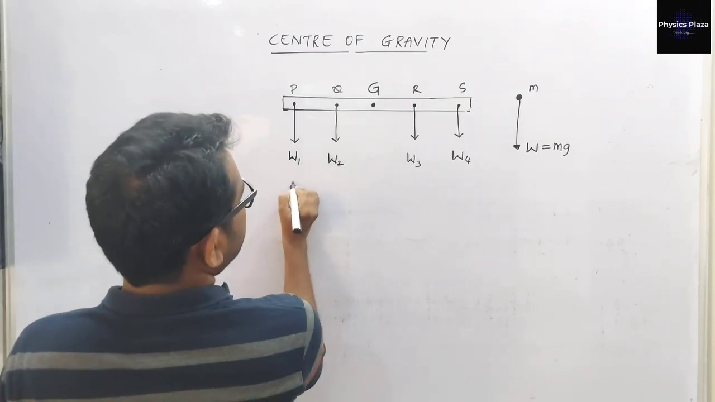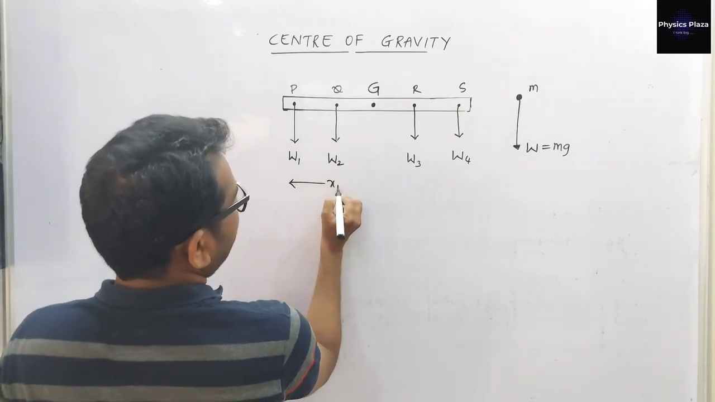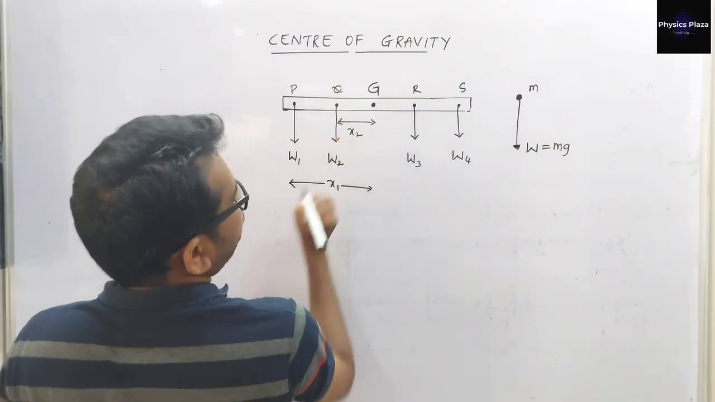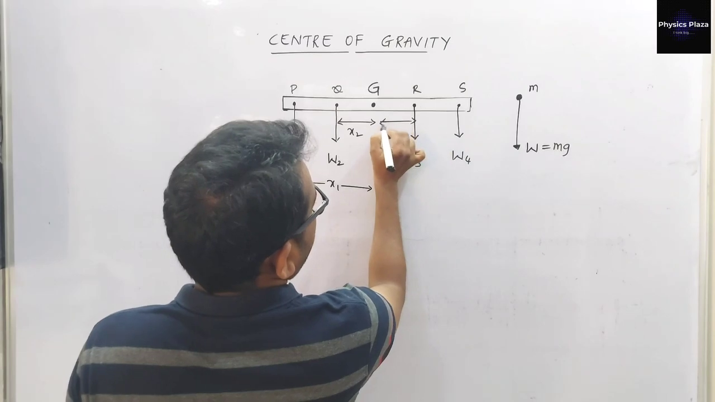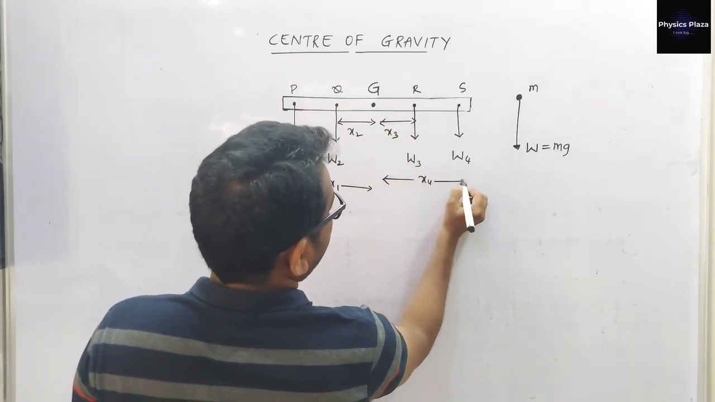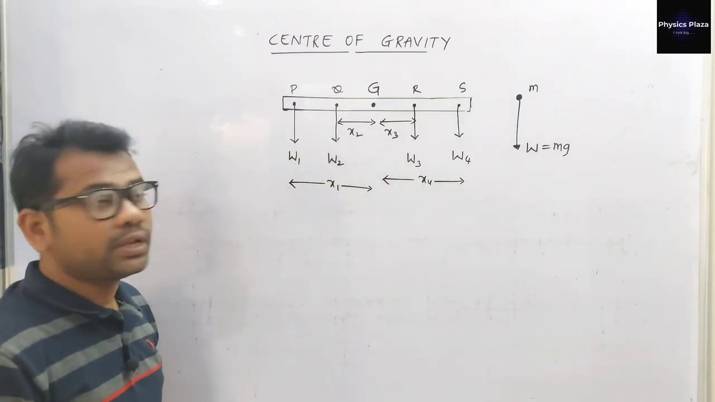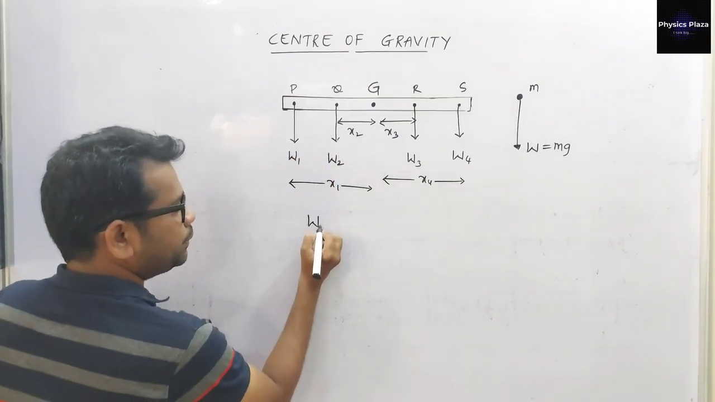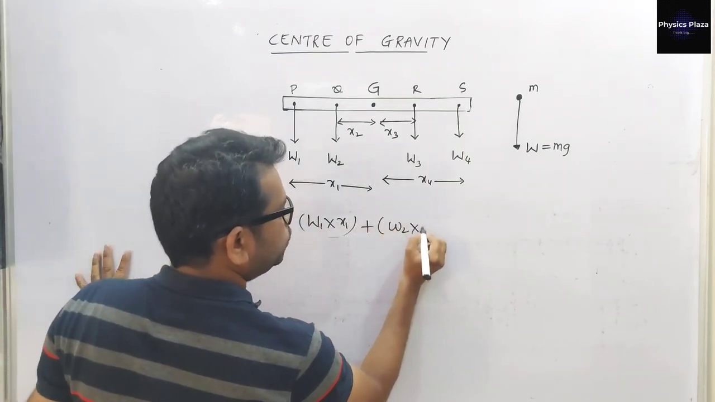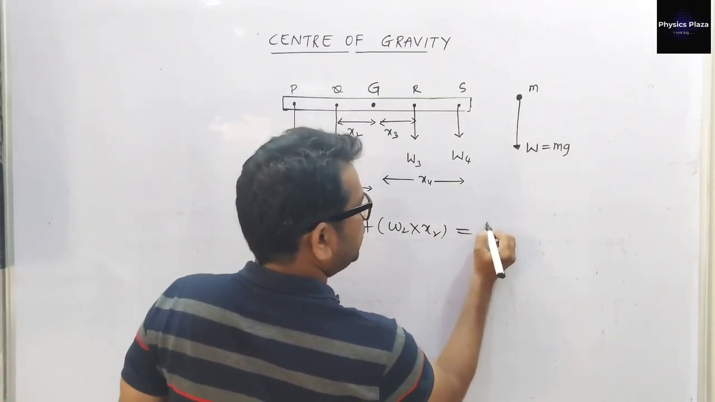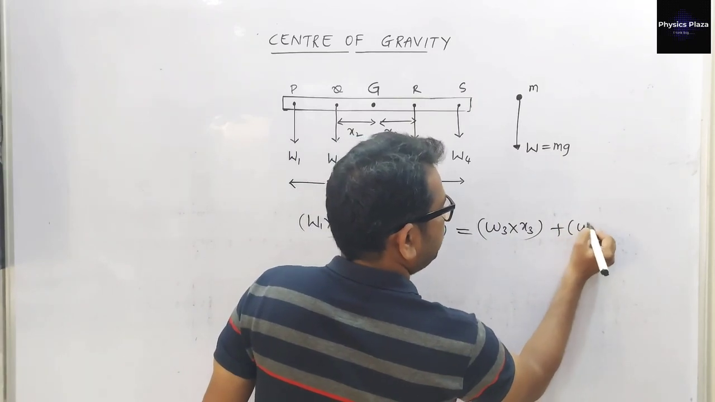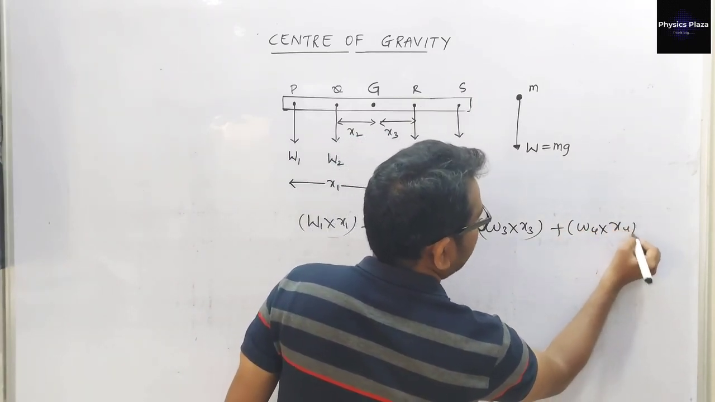Suppose, children, W1 is acting at a distance of X1, whereas W2 is acting at a distance of X2. W3 is acting at a distance of X3, and W4 is acting at a distance of X4. It's very important, children, that W1 into X1 plus W2 into X2 is equal to W3 into X3 plus W4 into X4. Very important.